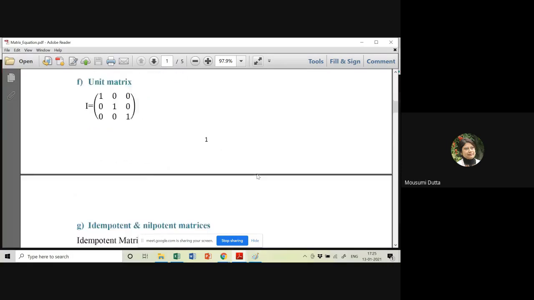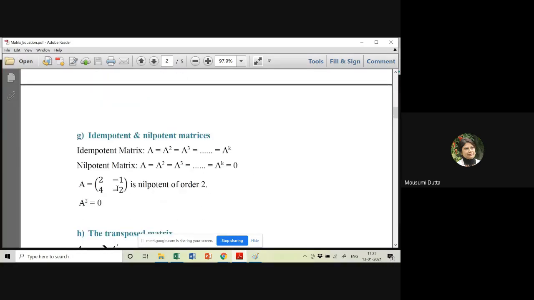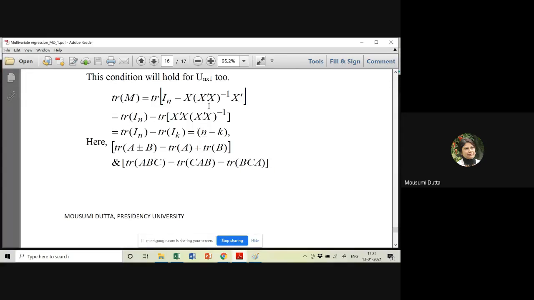So if you look at the definition of the idempotent matrix, there was some example and I mentioned, A is equal to A square is equal to A cube. If this happens, it will be an idempotent matrix. So for this matrix, I minus X (X prime X) inverse X prime, if it is multiplied with its transpose, please try whether you are getting back this one or not. If you get back, in that case, it is an idempotent matrix. So this work you need to do.